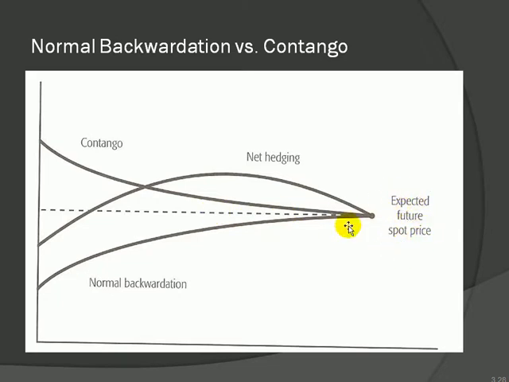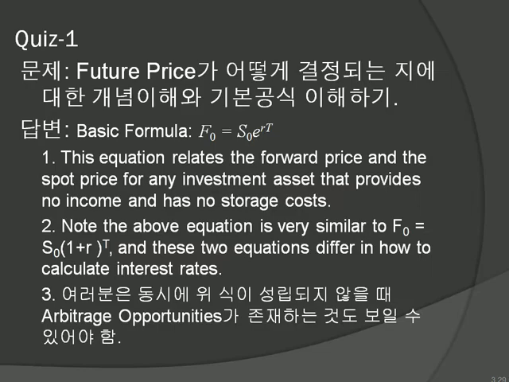expected future spot price. Now this net hedging is a hypothesis. To begin with, start from a normal backwardation situation, but then hedgers are net. Hedgers are those who take a short position, but later they take a long position. Since next time we're going to talk more about this hedging, we could have a better understanding once we're done with the next class. I'm going to stop here.